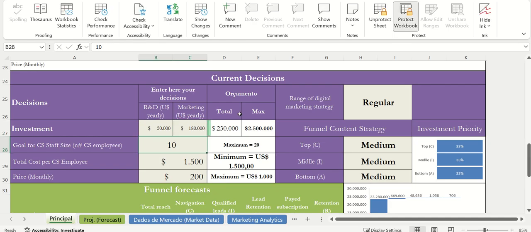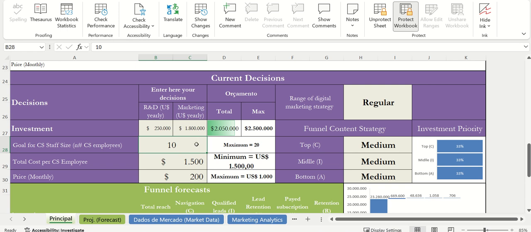As you can see, I still have $230,000 if I want to increase my budget at any point. For instance, maybe I can put this amount of money in my budget. Yes, this one. So now let's say that is my assumption.